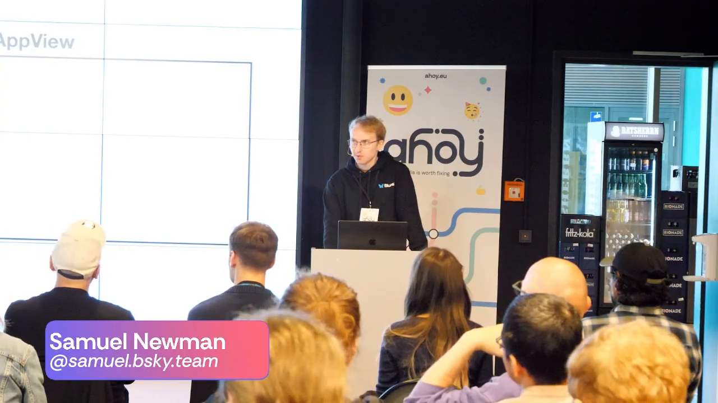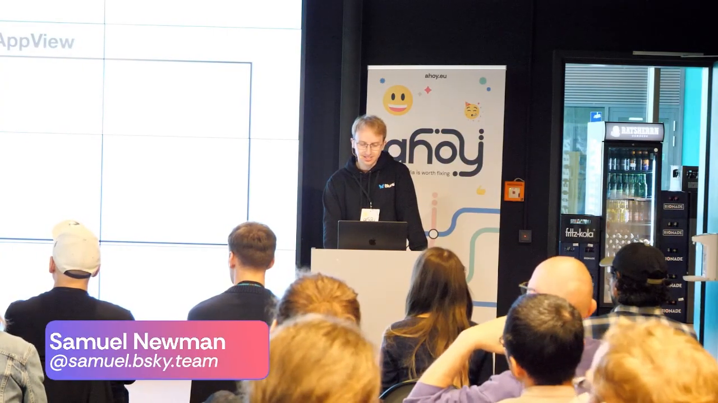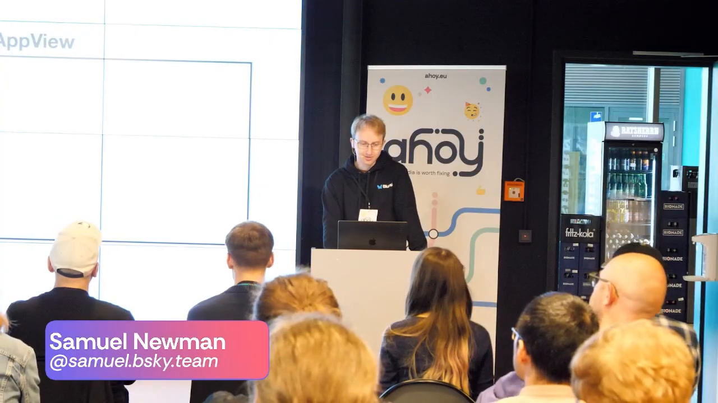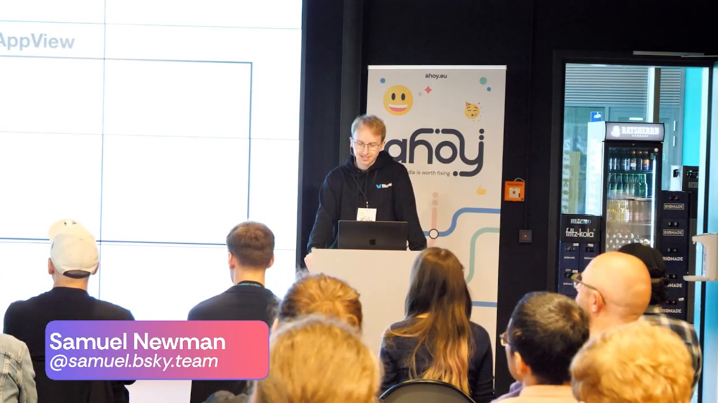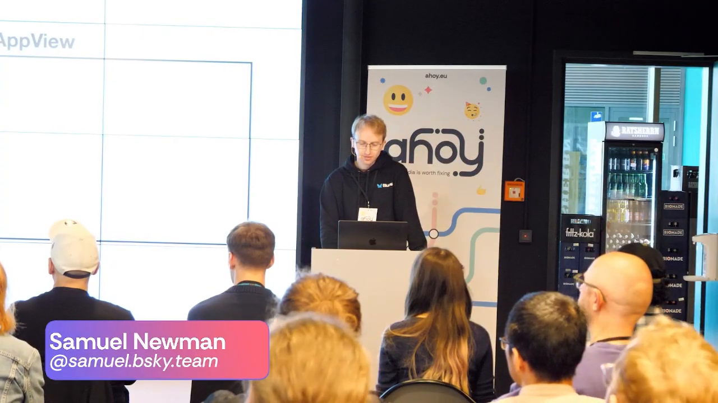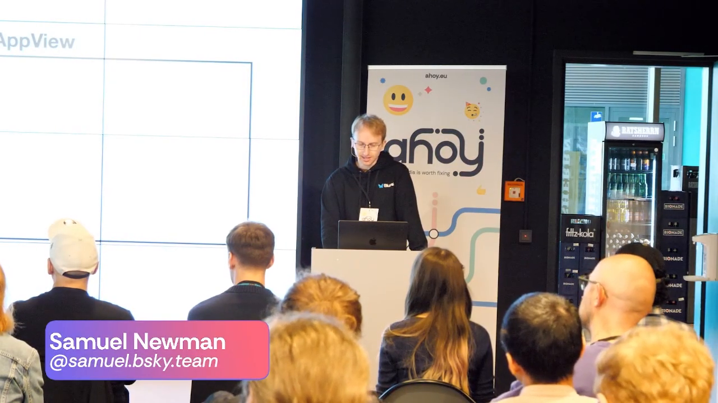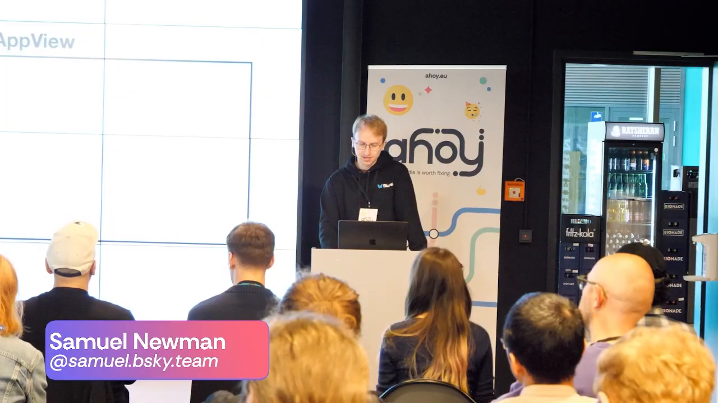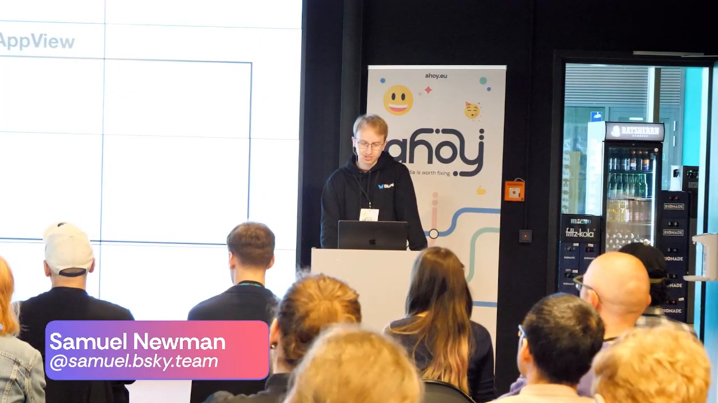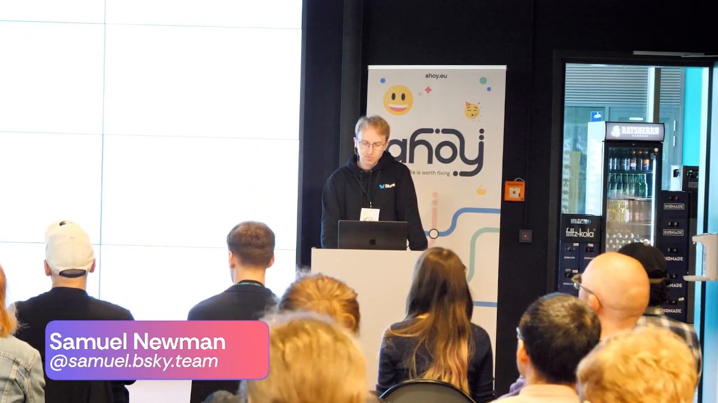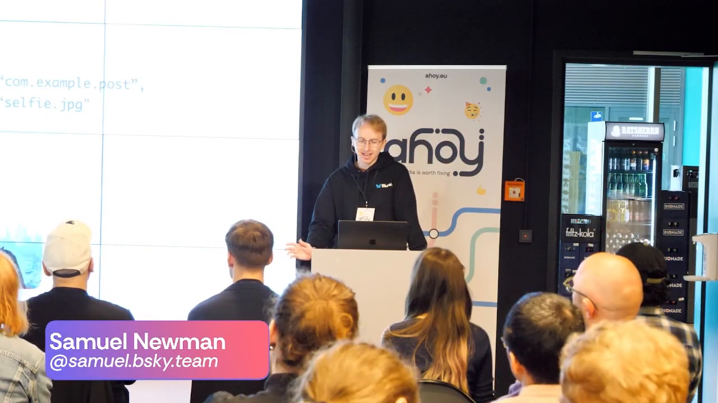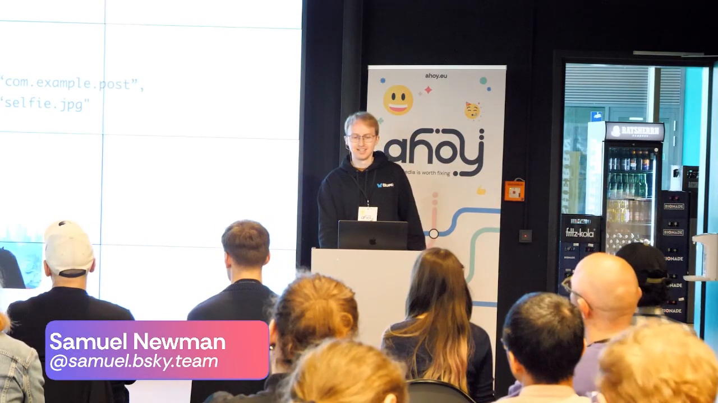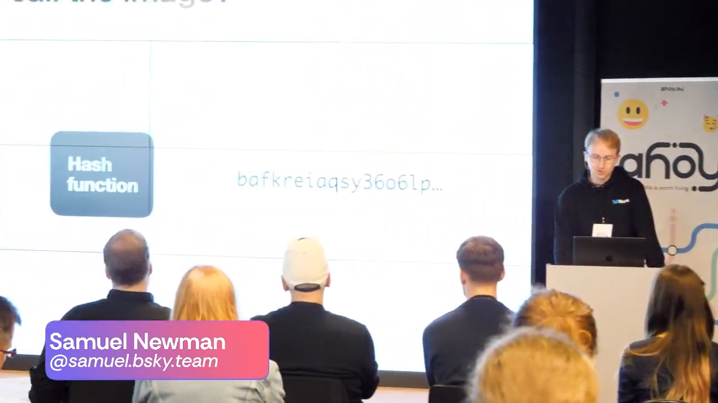So say I want to post a selfie. First, I upload selfie.jpg to my PDS, and then I write a record that references this selfie. In this case, in my pseudocode, I'm just writing selfie.jpg. The problem is, what if we upload 2 selfies and they're both called selfie.jpg? How does it know which one is which? Which one is the real one?